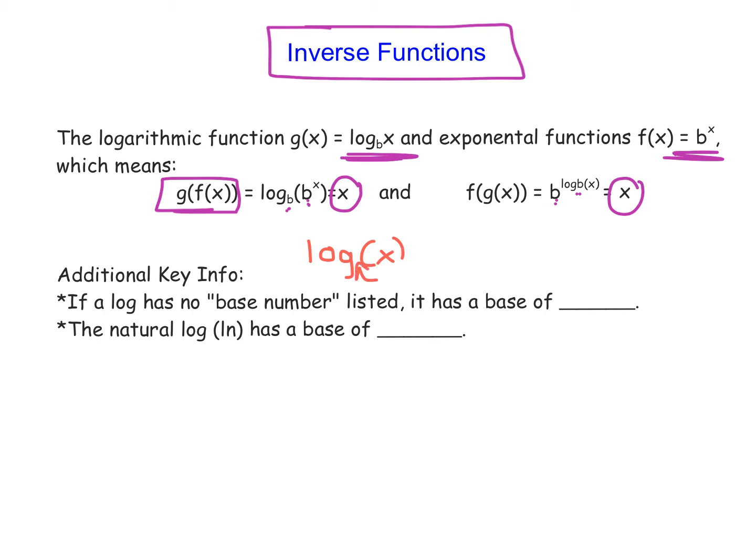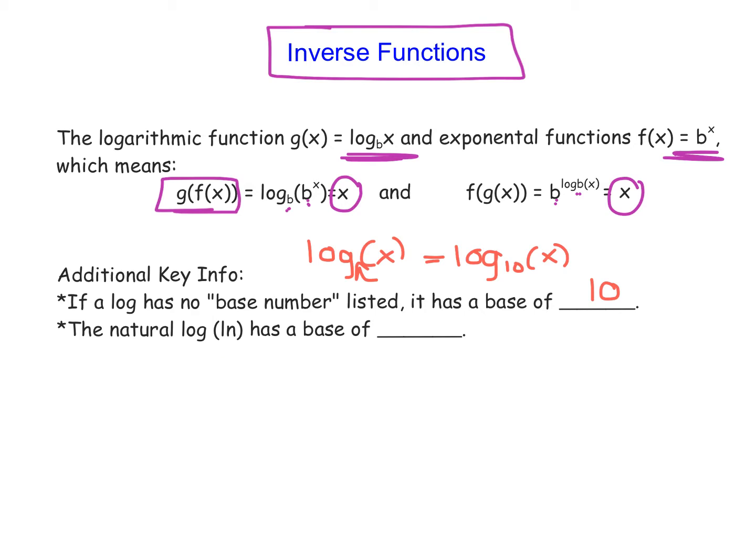The most common base of a log, that's log, is a base of 10. So if there's no base listed, you can simply assume that this is log base 10 of x. So you can add that piece in so you can see what the base of the log is. We only actually typically write the number of the log if it's something other than 10. Otherwise, we assume that it is 10.